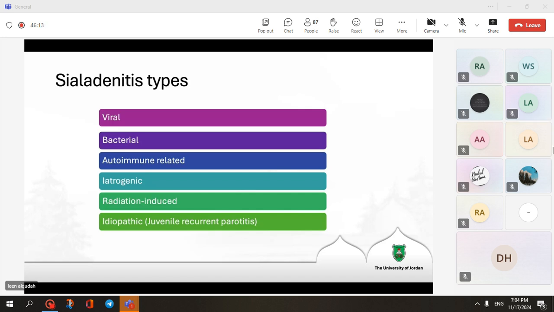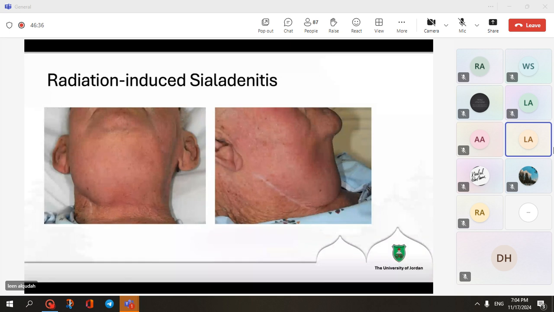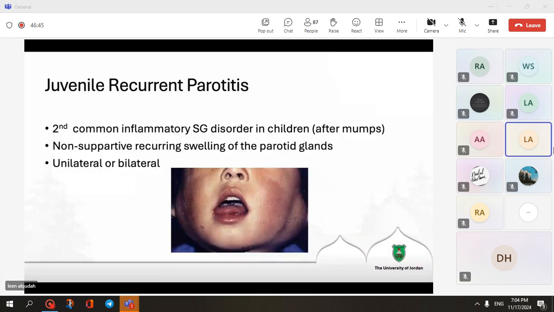surgeries and their procedures have changed. Now, the radiation-induced sialadenitis is basically that the serous glands are more sensitive than mucus glands. So the gland that will be affected here is the parotid gland. Usually patients will have xerostomia and they will have a tender salivary gland enlargement within 24 hours of administering the radiation therapy. The radiation-induced sialadenitis is usually reported with patients who take the iodine radiotherapy, patients who undergo thyroid surgery and thyroid cancer.